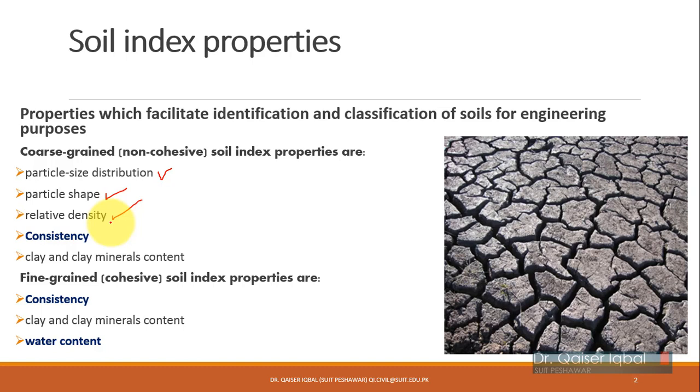Then the next important property is the consistency of the soil, which we will be discussing today. I will talk in detail about consistency of coarse grain and fine grain in the coming slides. But based on consistency, you can say that a particular soil is different from another soil. Then we have clay and clay mineral content in the coarse aggregate or non-cohesive soil. If clay is present, then what type of clay mineral is present there.